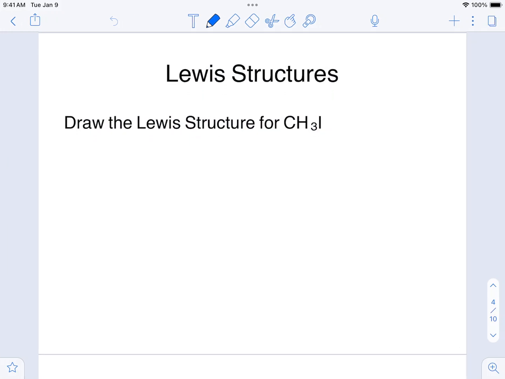So draw the Lewis structure for CH3I. So the first step, you want to determine how many total valence electrons the compound has, or the molecule has. So C on the periodic table has 4. H has 1, but notice we have 3 H's. So we have to multiply that 1 by 3, and I has 7. Again, I'm getting those numbers just by the group number.